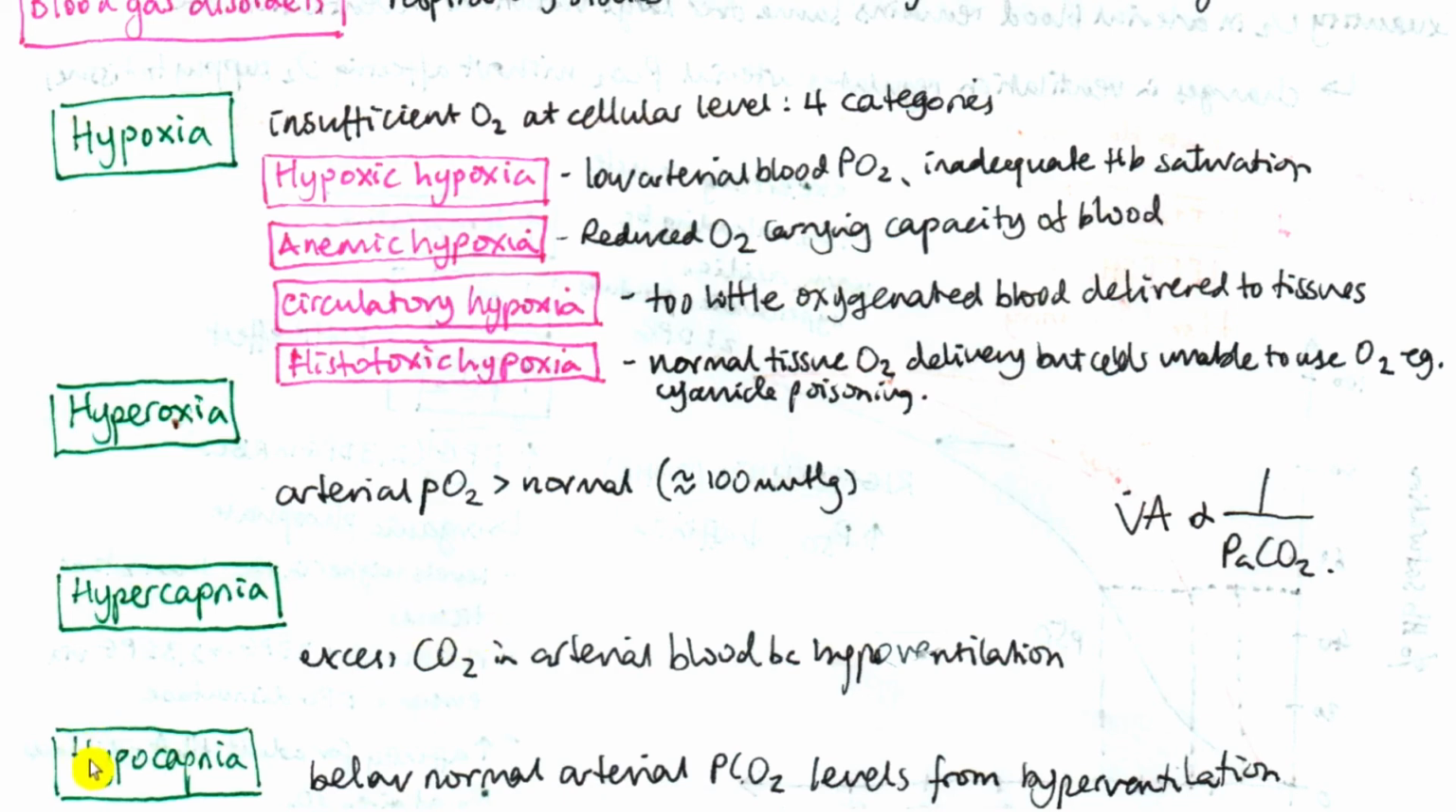Hypocapnia is when your blood partial pressure of carbon dioxide falls below normal from hyperventilation, so breathing too much, you're not having enough carbon dioxide in the blood. And we can remember the alveolar ventilation equation, which tells us that the alveolar ventilation is inversely proportional to the partial pressure of alveolar carbon dioxide. So to decrease the carbon dioxide levels, we need to breathe more deeply and we need to breathe faster.